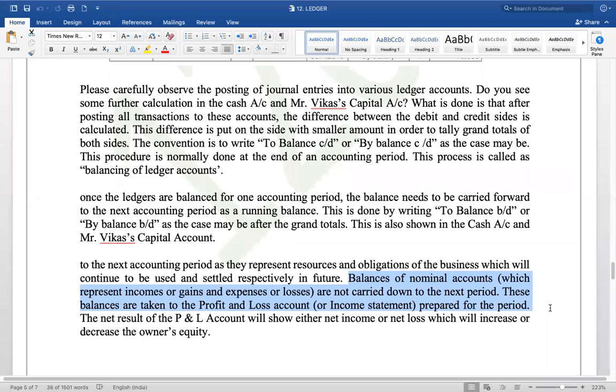You have salary. You have consultancy income, consultancy fee. You have rent. These are all expenses. Expenses and incomes related accounts are all nominal accounts. Okay. So profit and loss account is a nominal account. And all these expenses accounts belong to nominal account. Right.